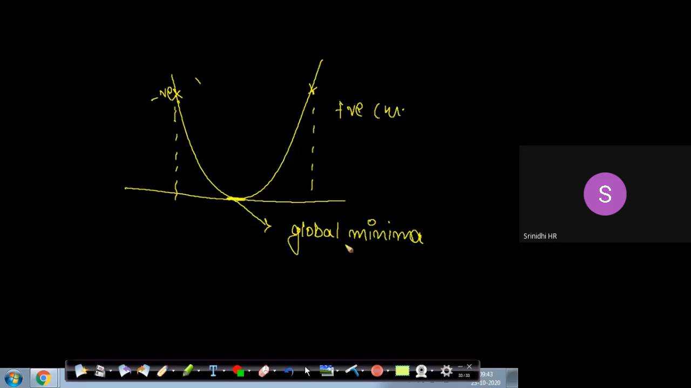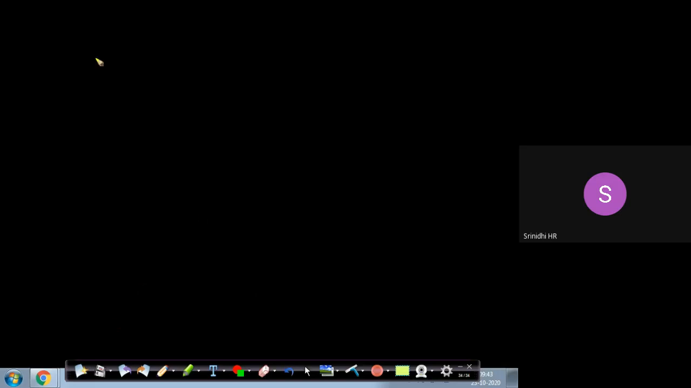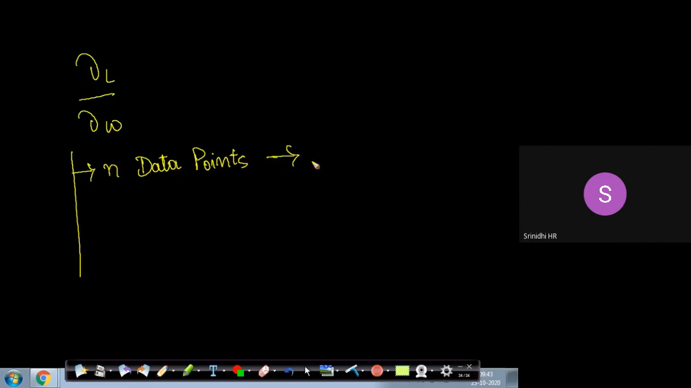I just wanted to bring to your awareness the difference between gradient descent and stochastic gradient descent. Now please write down and remember whatever we discussed. If I consider the derivative of L with respect to the derivative of W, for n data points, it is gradient descent.